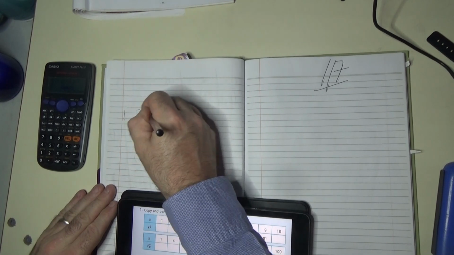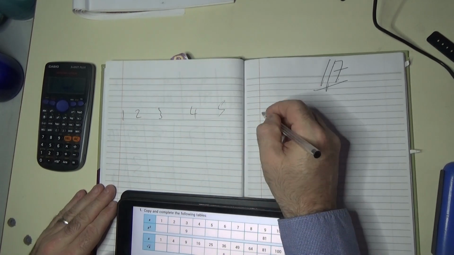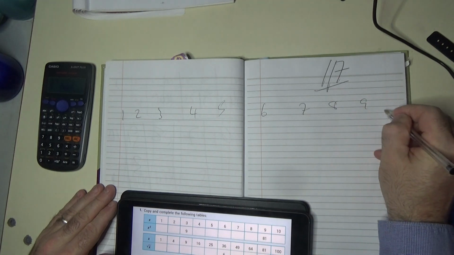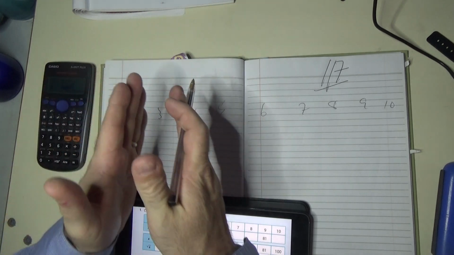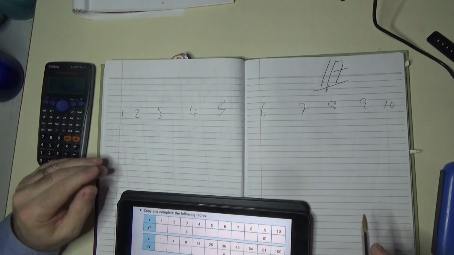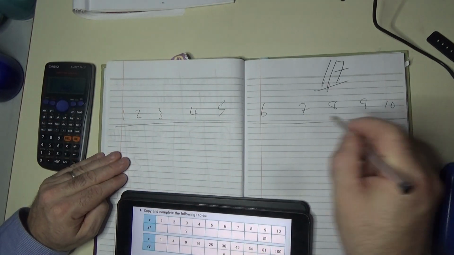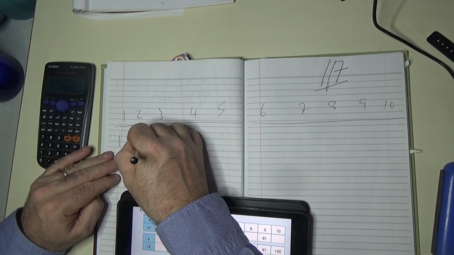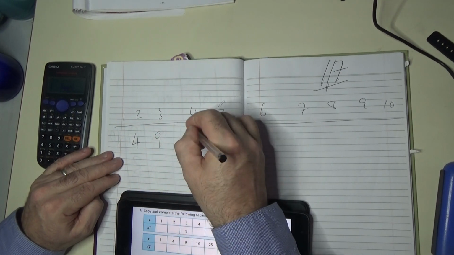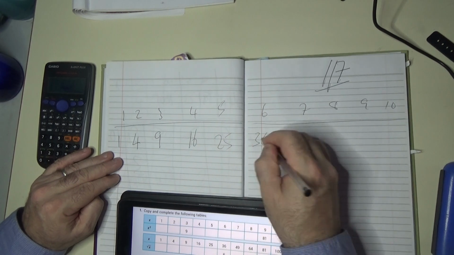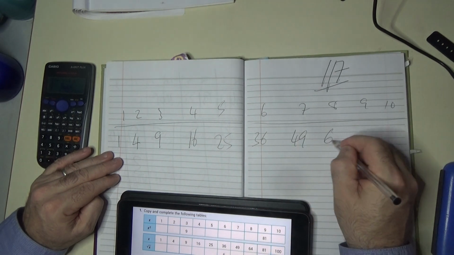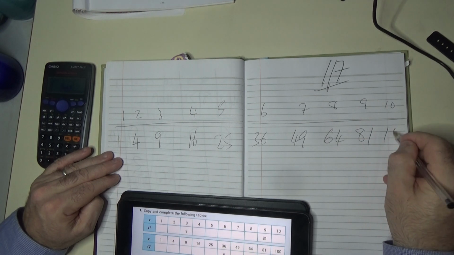So let's square 1, 2, 3, 4, 5, 6, 7, 8, 9, 10. The way I write, I would not be comfortable writing 10 columns in one row. Now you might beg to differ. Square of 1, square of 2, square of 3, square of 4, square of 5, square of 6, square of 7, square of 8, square of 9, and square of 10.